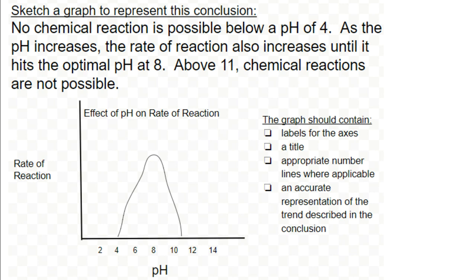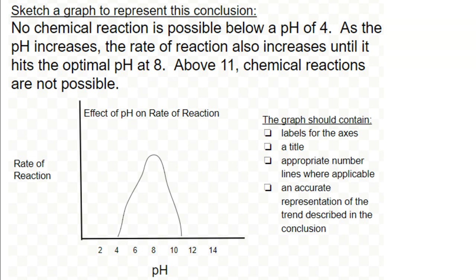But based off of the summary, we would start at 4 because below 4, nothing is possible. The optimal is 8, so then the line would peak at 8. And then it says above 11, they're not possible. So then the line would also dip at 11. And again, I give you different scenarios about possibly plateauing or denaturing and stopping chemical reactions and gives trends and all that kind of stuff. So again, that's the third part.